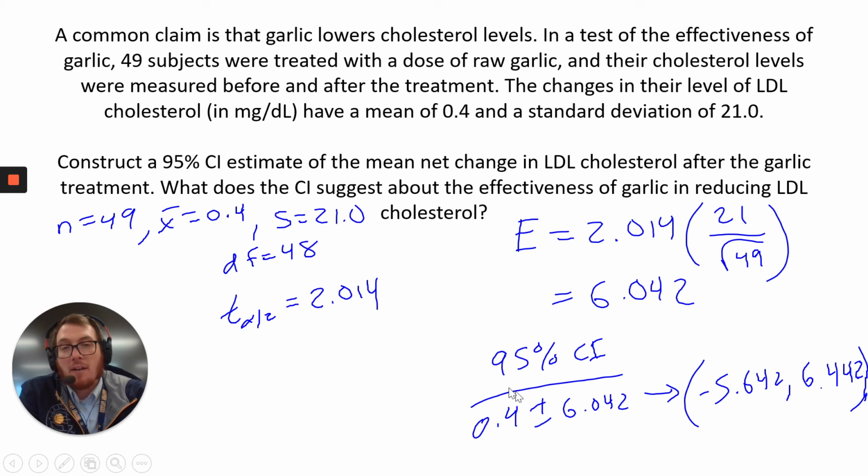The 95% confidence interval would be 0.4, the sample mean, plus or minus the 6.042. When I find that answer, I get a negative to a positive. Okay, so negative 5.6 to positive 6.4. That's okay in this situation because what does X bar represent? This is the average change in their cholesterol level. So what this is saying is I'm 95% confident that the actual net change in cholesterol level is between negative 5.6 and 6.4.